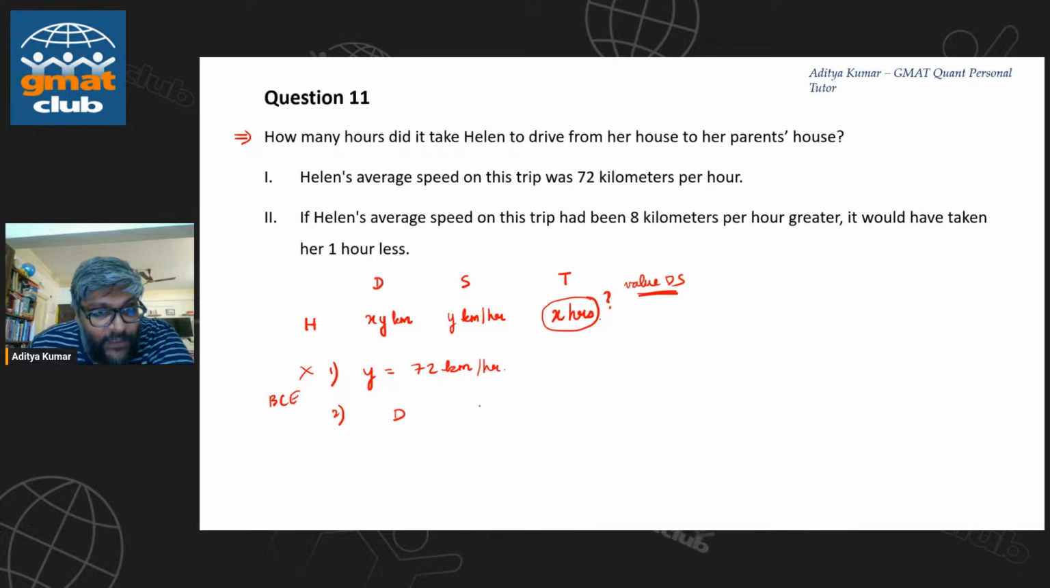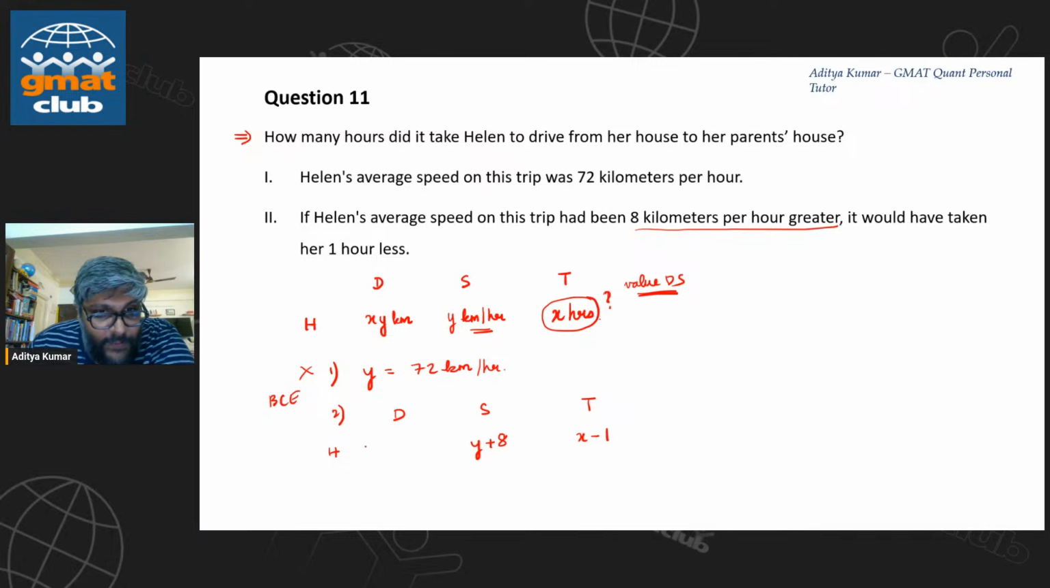Second, if Helen's average speed on this trip had been 8 kilometers per hour greater, so let's now again use the table. Don't carry information from the first to the second. Look at the second in isolation. If Helen's average speed had been 8 kilometers per hour greater, what have I taken as a speed? Y. So now it's y plus 8. It would have taken her 1 hour less to travel that same distance. So it should have taken x minus 1.